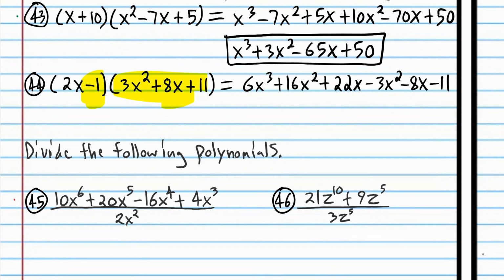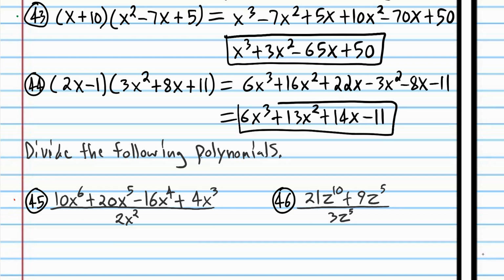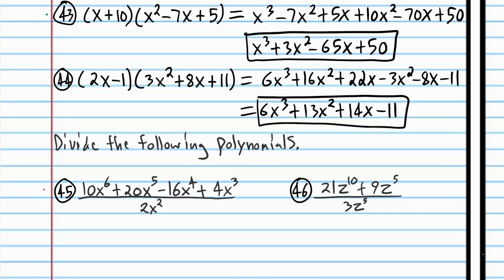So now we just have to combine like terms. There's only one x cubed term. 16x squared minus 3x squared is 13x squared. 22x minus 8x is 14x. And there's nothing to combine the negative 11 with. So there you go. If you got that answer, excellent.